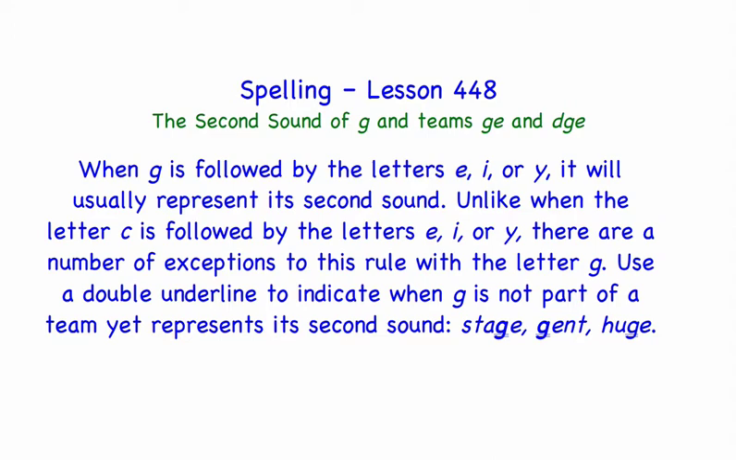Use a double underline to indicate when G is not part of a team, yet represents its second sound. And we have three words which illustrate this, and those three words are stage, gent, and huge. In each of these three words, G is representing its second sound, so we double underline the G.